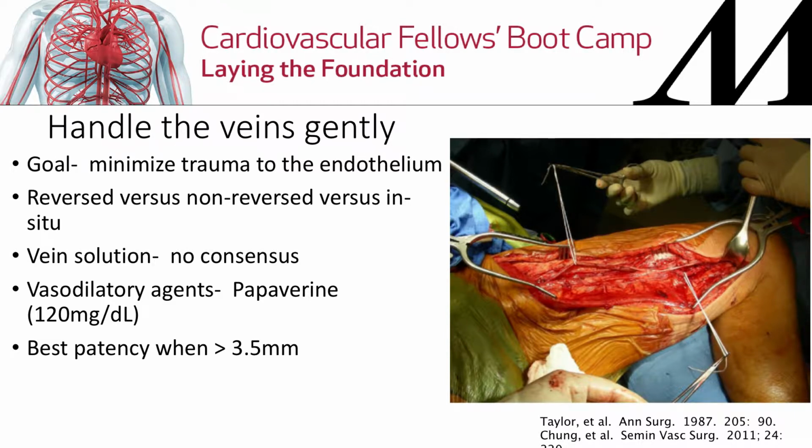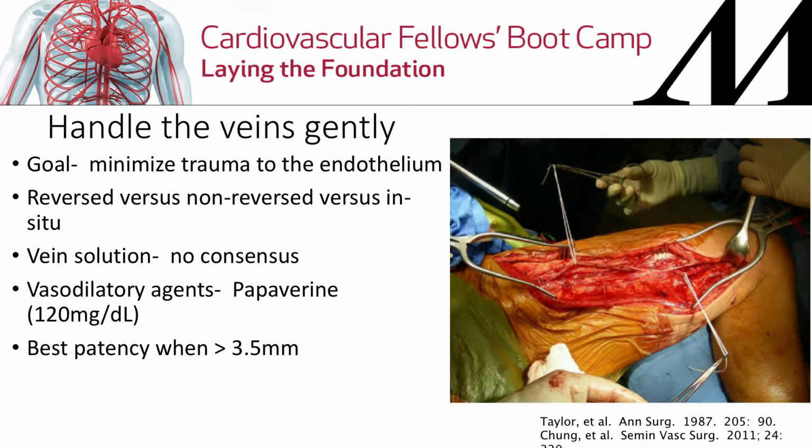What you see in the diagram there is how we handle the vein, even for the femoral vein, which is a very robust and thicker vein than the greater saphenous vein. Use vessel loops to manipulate it back and forth as opposed to grabbing it with your pickups all the way down, because that's going to minimize the repetitive crush injury that you would induce to the intima. You can have any configuration you wish, non-reversed versus in situ and reversed. It doesn't matter with respect to patency.